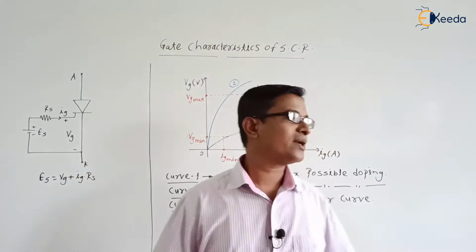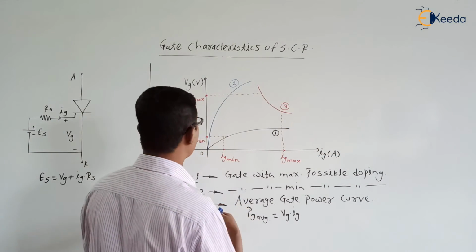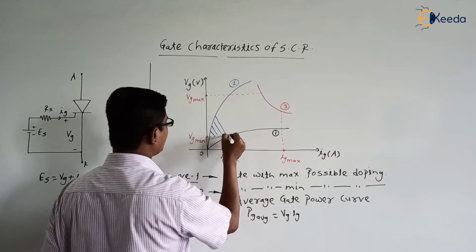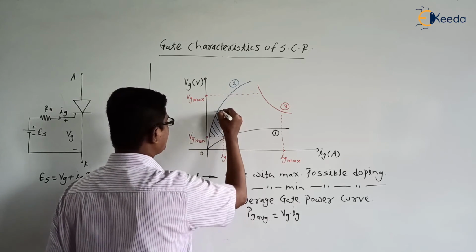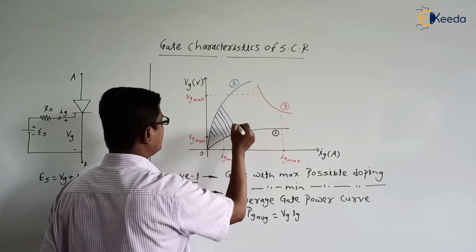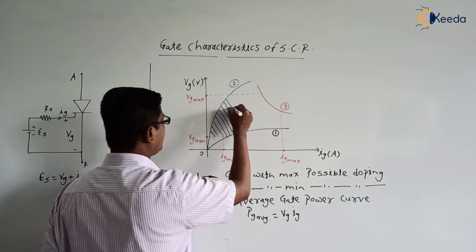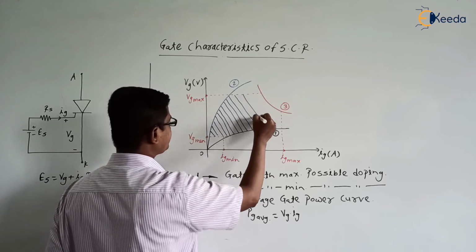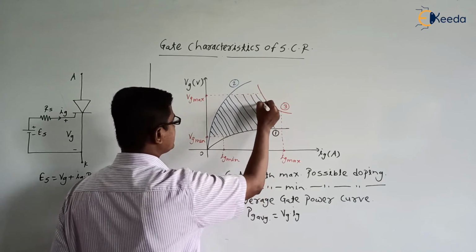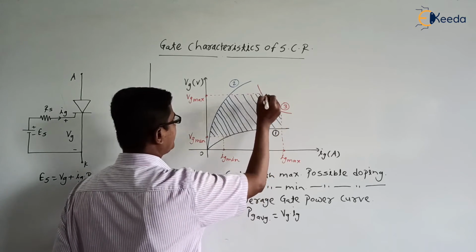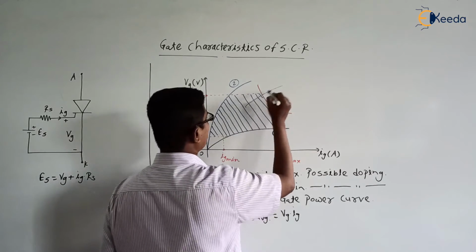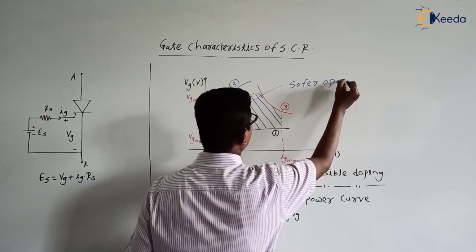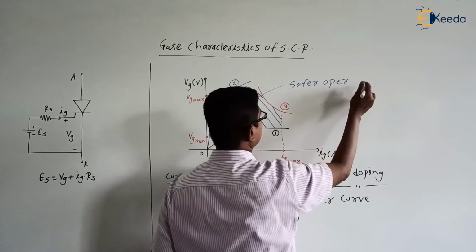Okay, so whatever shaded area we will be getting is nothing but the safer operating points, or the safer operating region, for the gate cathode circuitry of the particular SCR. It indicates the safer operating region. So this shaded region is nothing but the safer operating region or area.